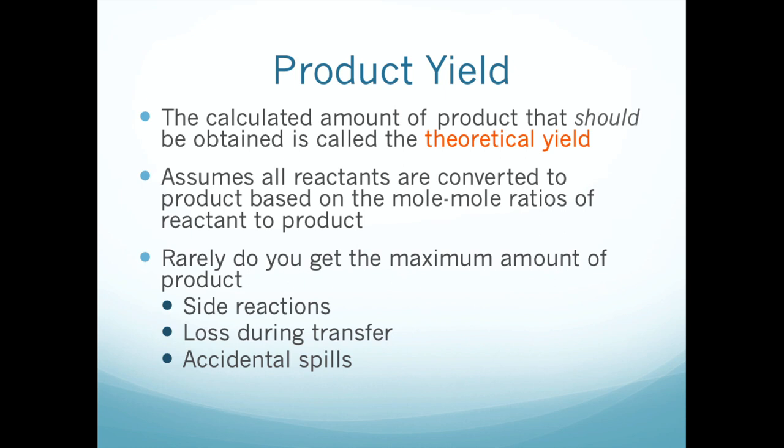So the amount of product that we calculate is known as our theoretical yield. Okay, if you do an experiment in lab, what you get is called your actual yield. Well, in order to see how successful that experiment was, we do what's called a percent yield calculation.